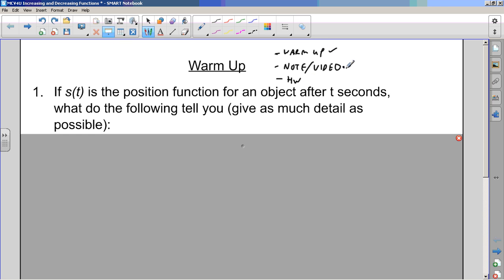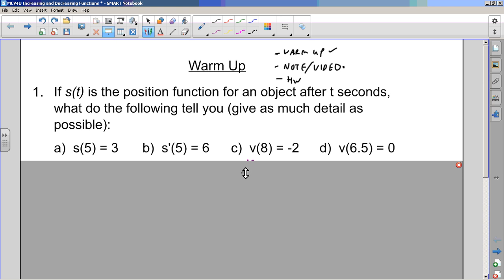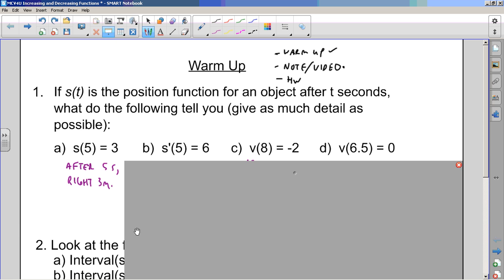Now we're going to do that, and this is for later. So we have S at t is the position function for an object. What do the following tell you? So this is just a straight interpretation thing. So S at 5 equals 3. Well, remember, if S is the position function, a positive value means it's to the right or up or whatever is in the positive direction. So after 5 seconds, it's right 3 meters. The object is right 3 meters.